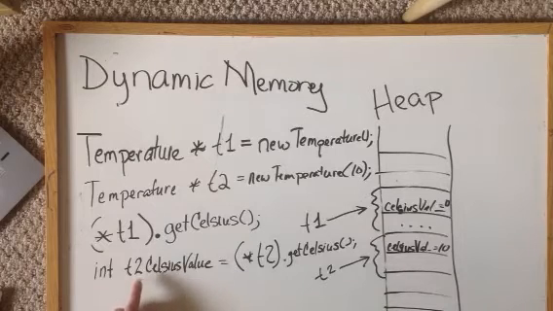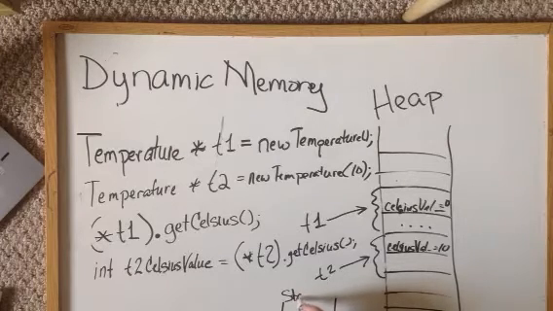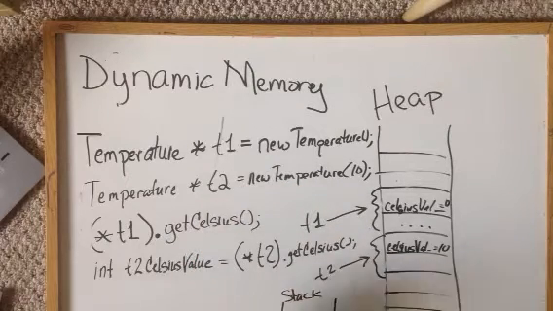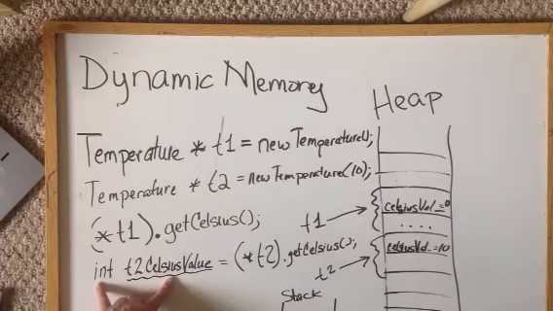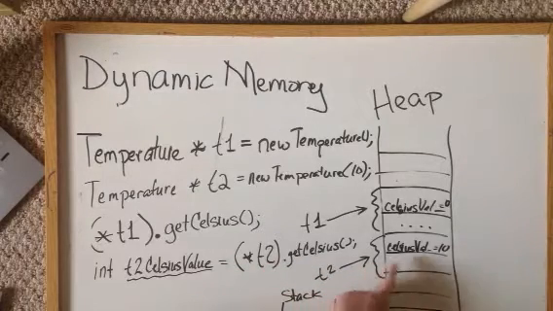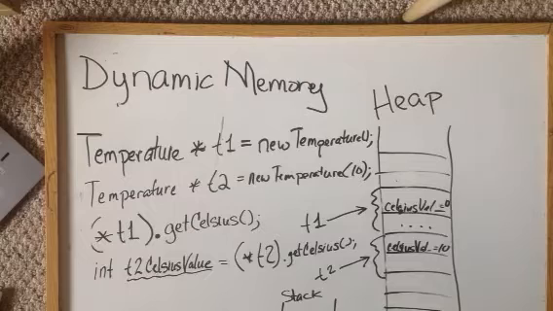So T2 is actually on the stack. Let's create a little stack right here. And so T2 Celsius value is on the stack because it's declared without a new. So this is our T2 Celsius value. And it's going to dereference from our heap the T2 and then get the Celsius value stored there. And so we would have a 10 on our stack for the T2 Celsius value.